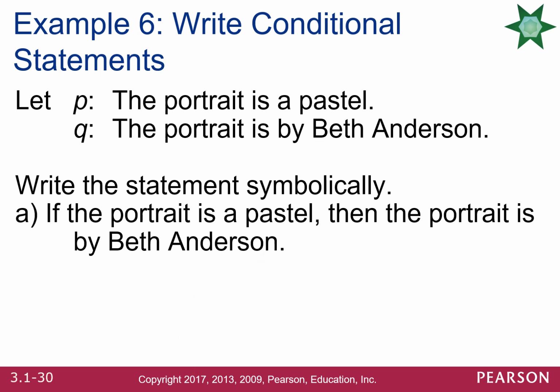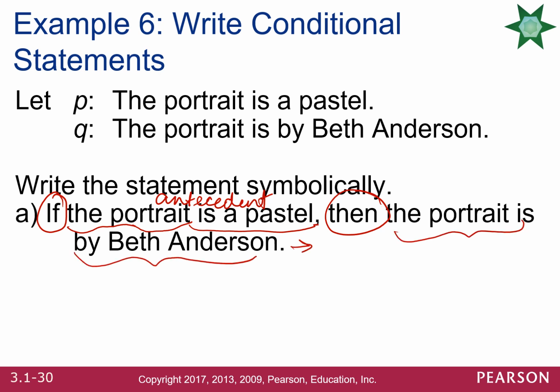So this is an if-then statement, right? And the portrait is a pastel. This part that comes after the if but before the then is the antecedent, and the one that comes after the then, the portrait is by Beth Anderson, that part is the consequent. All right, the consequent. So to denote that symbolically, it would be P. Let me write that here, P. And then because it's if-then, we have to put that arrow and then Q.